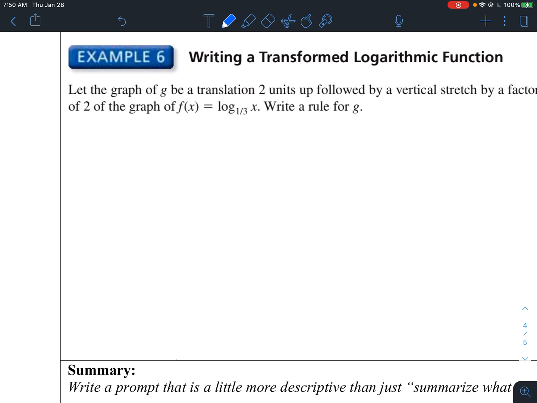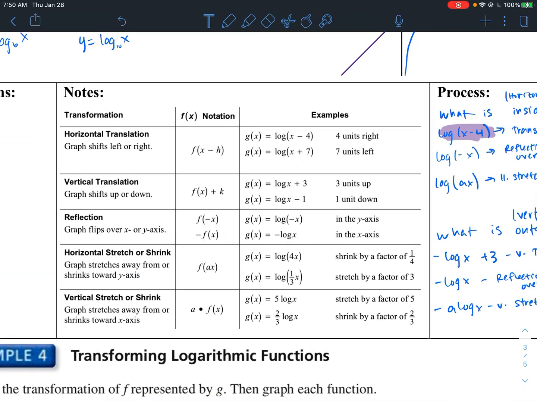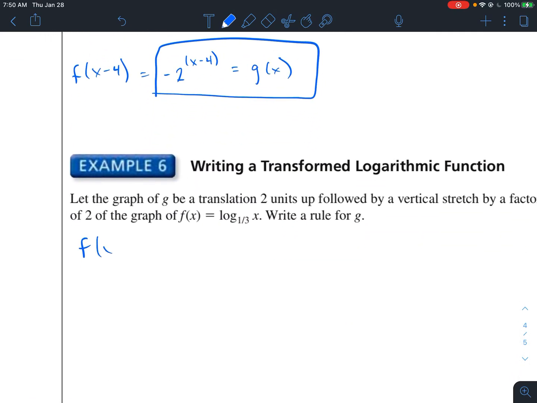Let the graph of g be a translation 2 units up. If I look at the notation table, 2 units up is a vertical translation. That's going to be f of x plus k, where k is 2. So f of x plus 2. It's a vertical translation, so it's outside. I'm doing that to this function: f of x is log base 1/3 of x, and then plus 2.